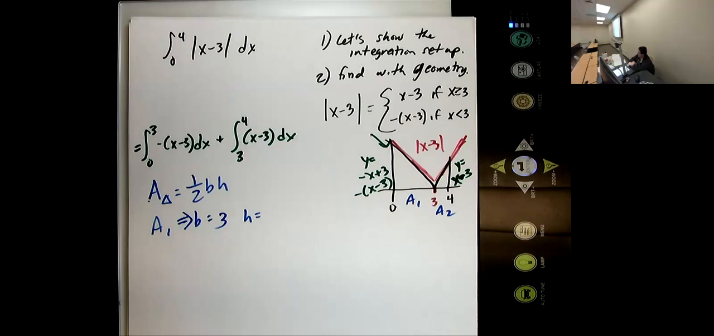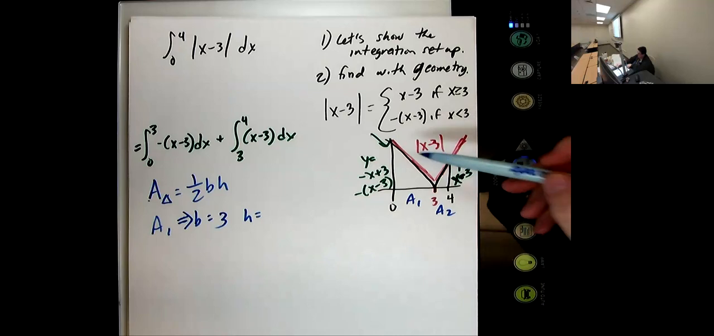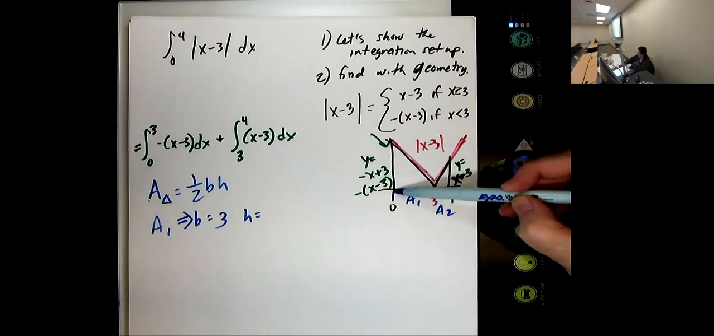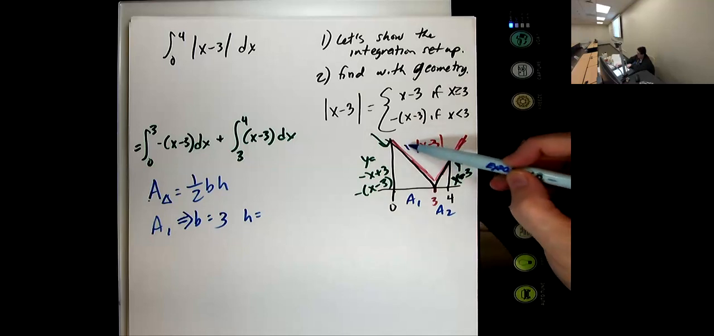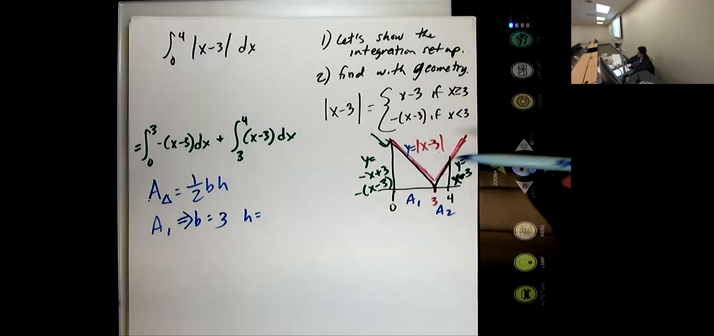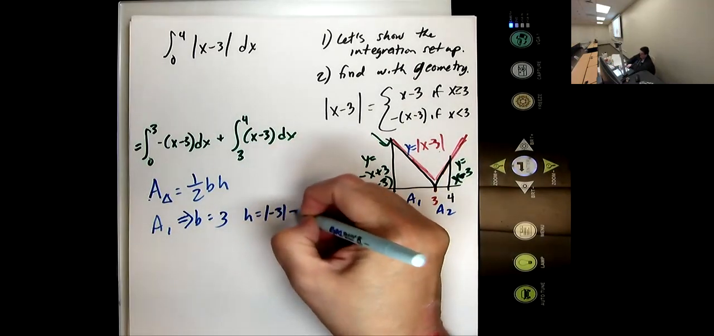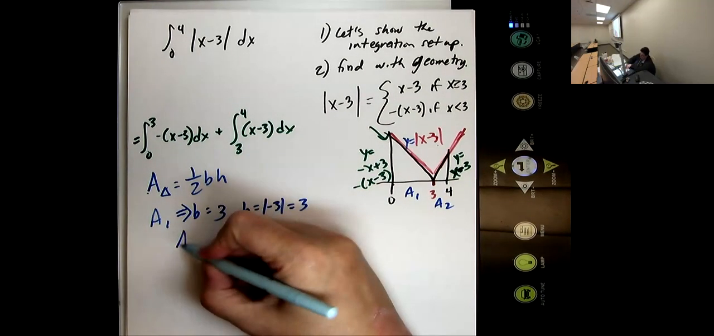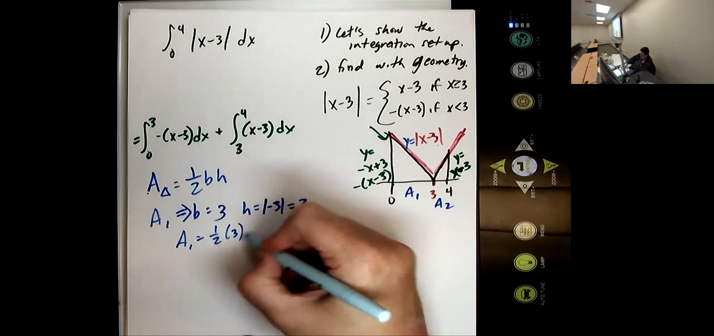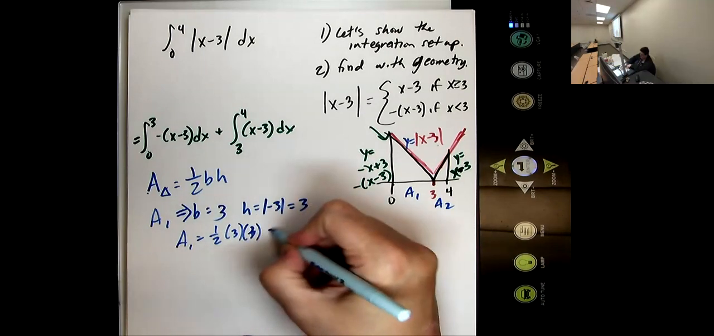How do I find the height? What's this value over here? It's the y-intercept, which is x equals 0. Plug in 0, because this is y equals x minus 3. If I want the height, y, it's just 3. The absolute value of negative 3 is 3. And I write it like that just to make sure everyone sees where I got it. So A1 is 1/2 times 3 times 3, which is 9/2.